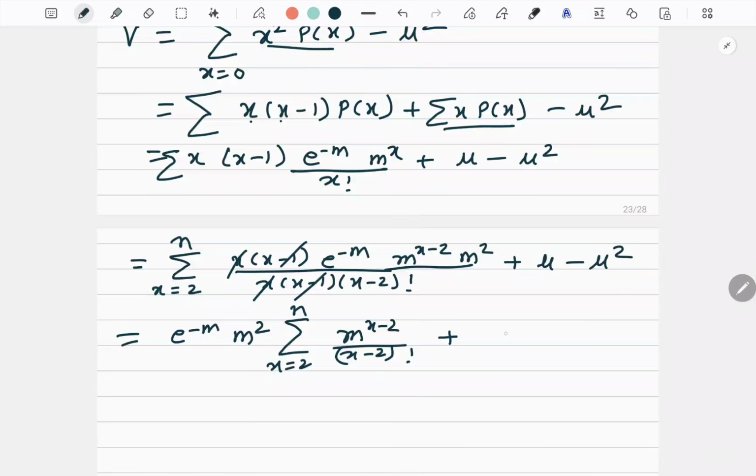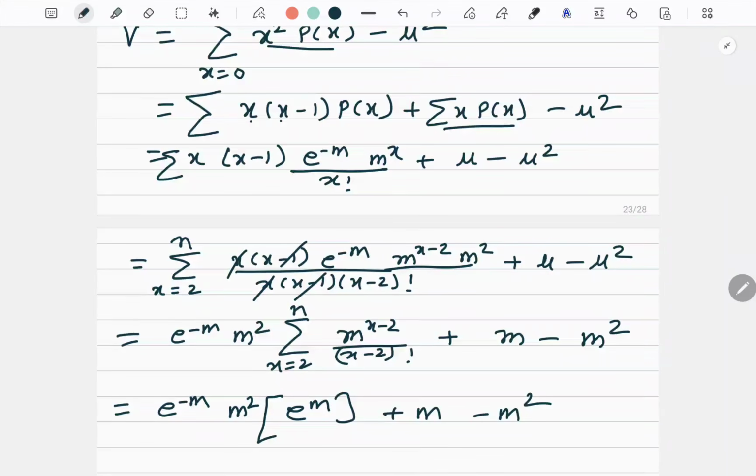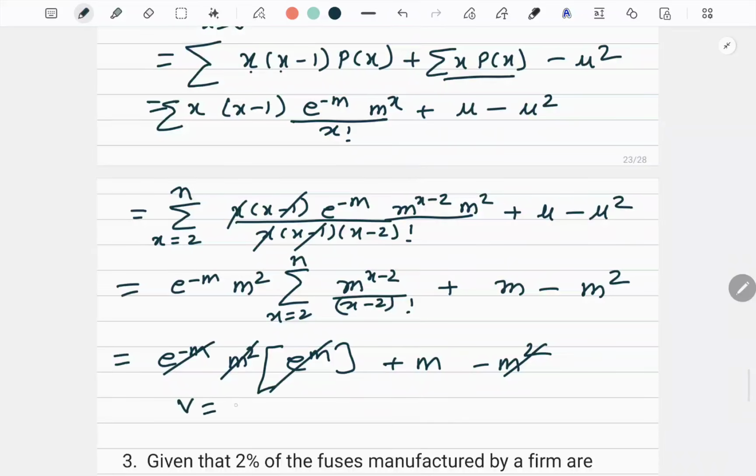plus mu is what? For Poisson distribution, mean is m. So mu square will be m square. So here you have e to the power minus m square. Now open the summation. If you put 2, you will get 1. Then if you put 3, you will get m. Then if you put the next number, you will get the exponential series e to the power m plus m minus m square. So clearly here e to the power m, e to the power minus m is gone, m square minus m square is gone, and I got variance is equal to m.